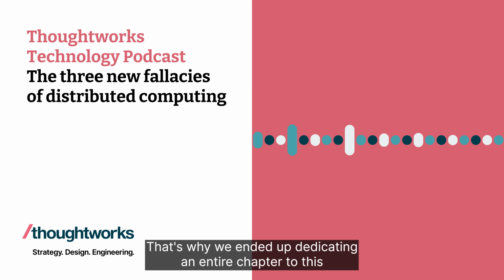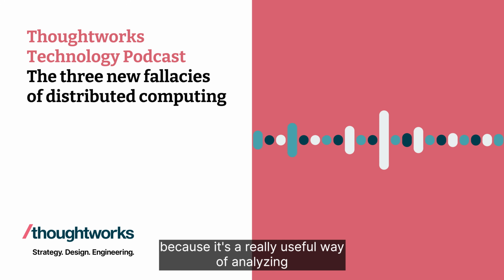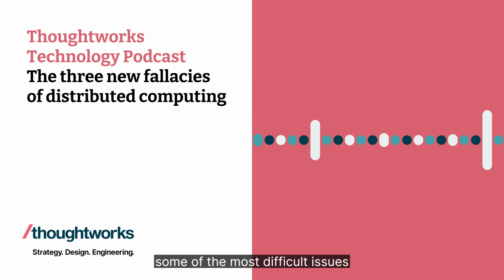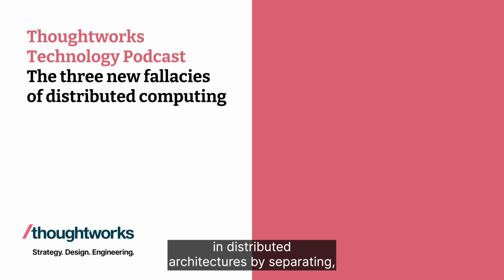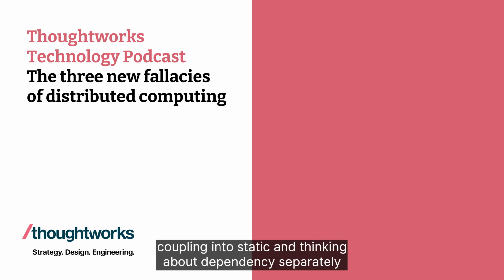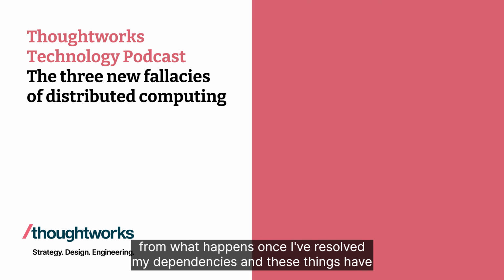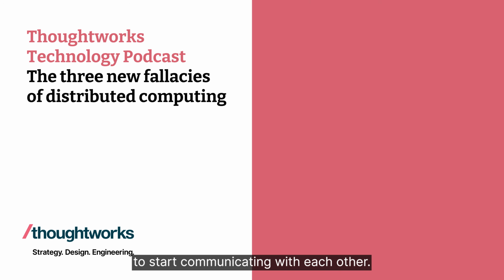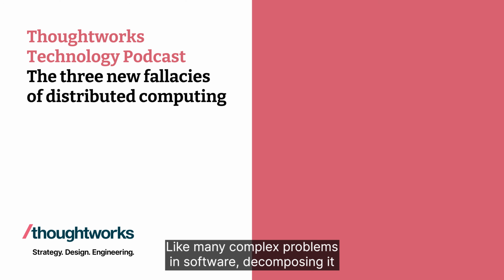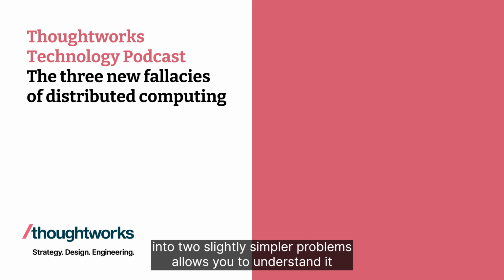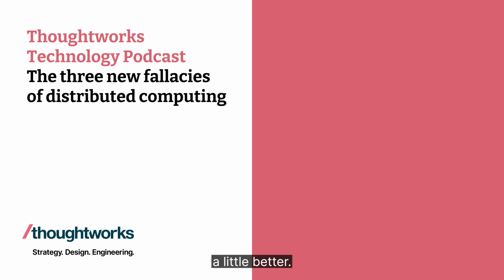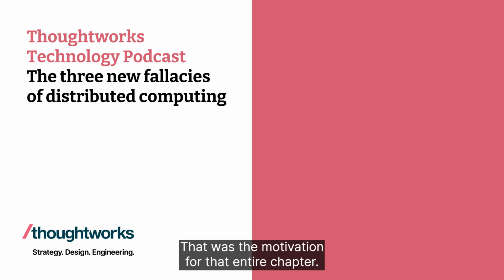That's why we ended up dedicating an entire chapter to this, because it's a really useful way of analyzing some of the most difficult issues in distributed architectures, by separating coupling into static and thinking about dependency separately from what happens once I've resolved my dependencies and these things have to start communicating with each other. Like many complex problems in software, decomposing it into two slightly simpler problems allows you to understand it a little better. So that was the motivation for that entire chapter.